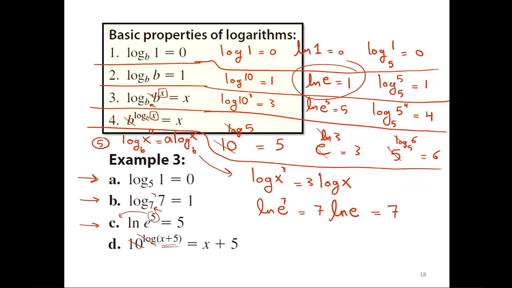Any question about these examples? Any question?